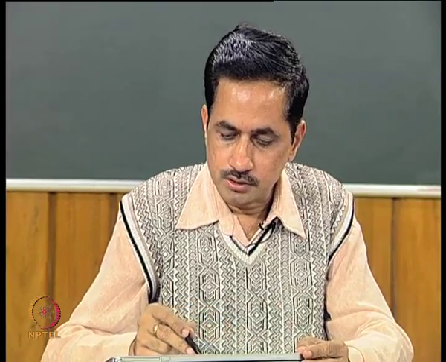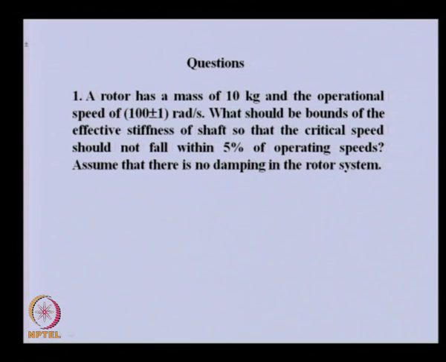A rotor has a mass of 10 kg, and the operational speed is 100 plus or minus 1 radians per second. What should be the bound of the effective stiffness of the shaft so that the critical speed does not fall within 5% of the operating speed? Assume that there is no damping in the system. We know the mass of the system, and the operational speed range is 99 radians per second to 101 radians per second.